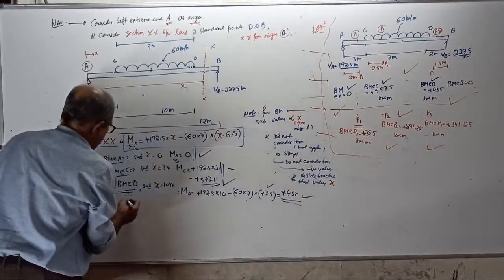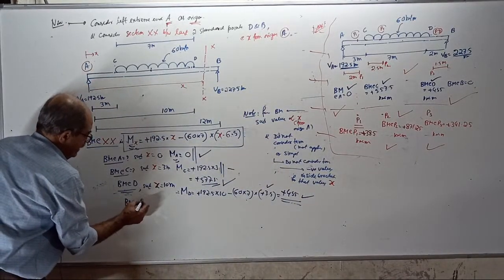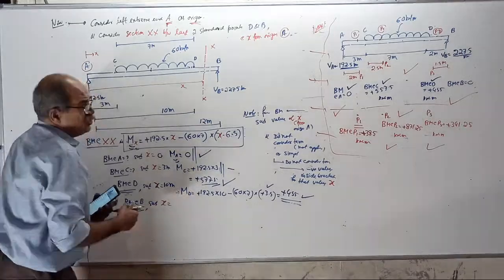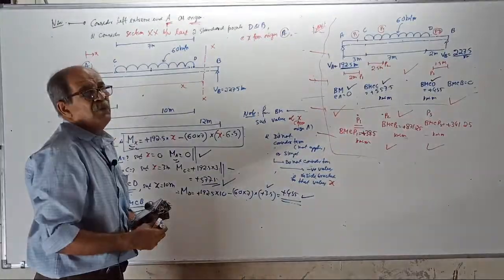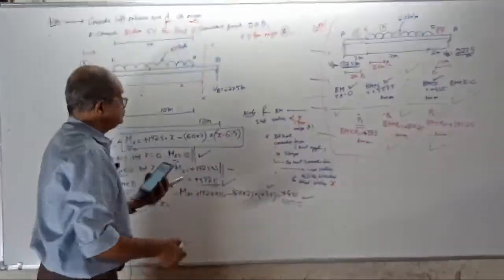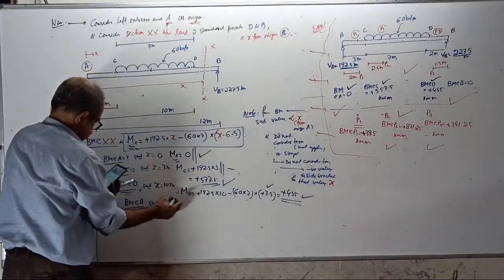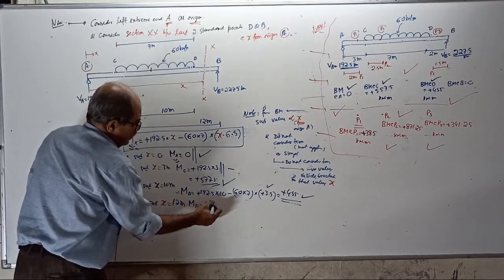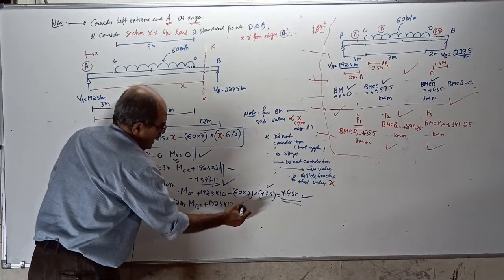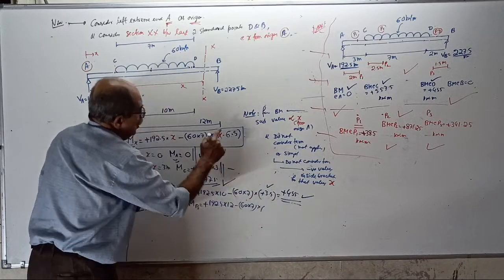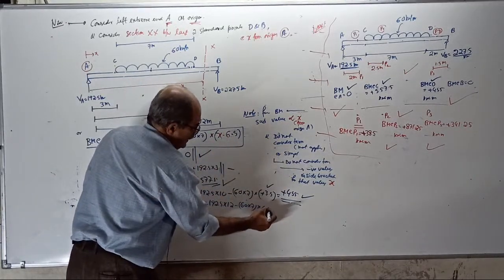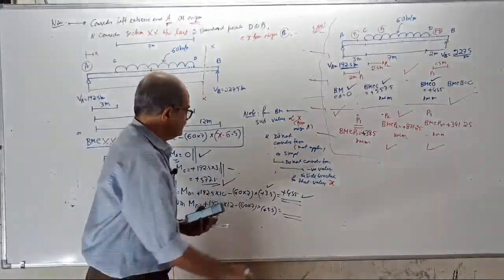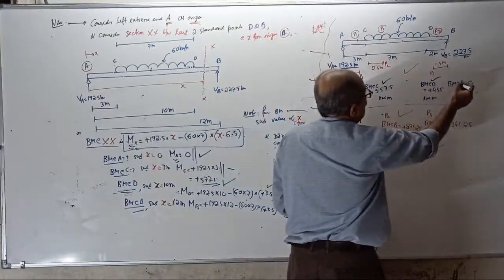Then I want bending moment at B. Substitute x equal to 12 meter. So bending moment at B equal to plus 192.5 into 12 minus 60 into 7 into bracket 12 minus 6.5 is plus 5.5. That also is correct. Positive inside the bracket. Answer 0. That also is tallying.